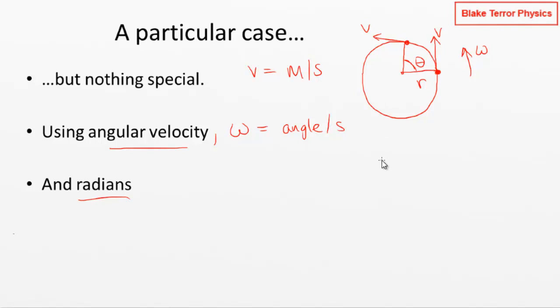So we've got two different ways of describing how quickly something is moving when it's going in a circle here. And we're going to use both of these, the v for the speed and the omega for the angular velocity.